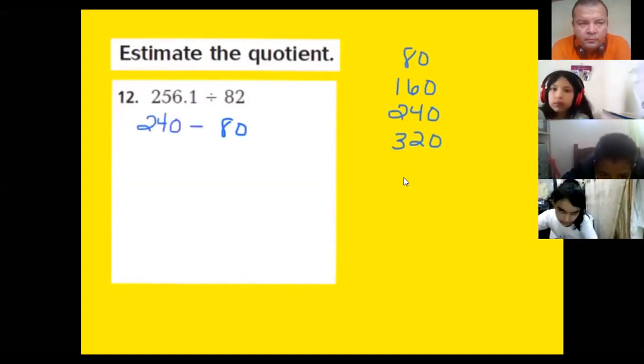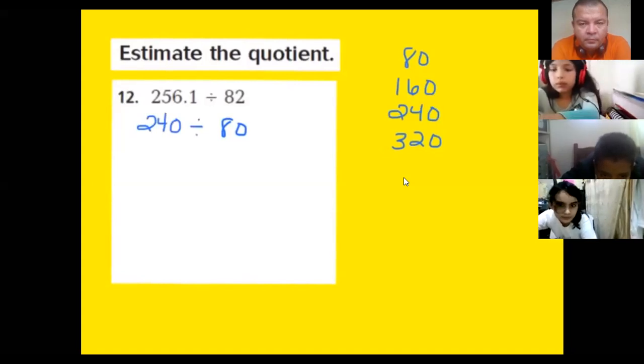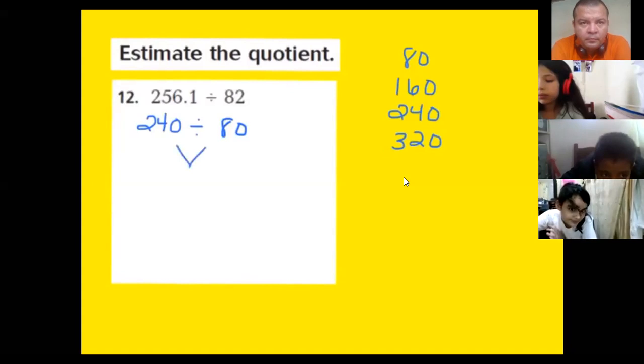Now, when I divide 240 by 80, let's make our count and see what our quotient should be. It should be 1, 2, 3. So I know that when I divide 240 by 80, my estimated quotient turns out to be 3. So we have an answer of about 3.